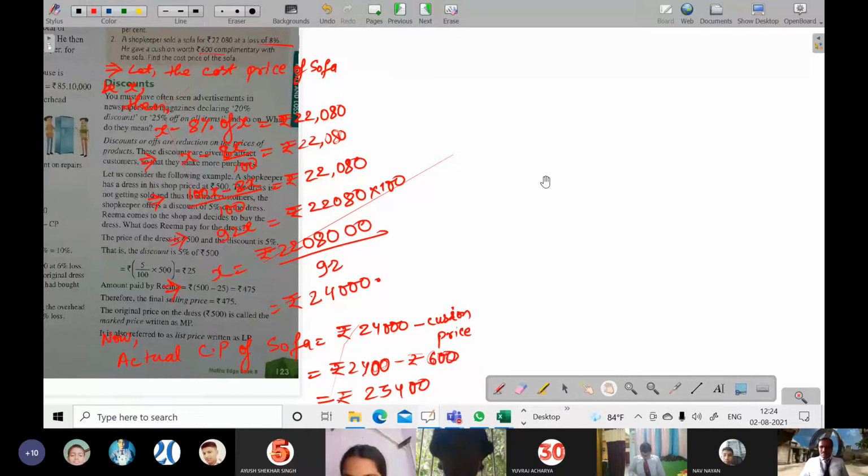Understanding? So that is his overhead expense. Now to find the cost of the sofa, we will assume the price of the sofa be X. Then according to the question, X minus 8% of X is equal to rupees 22,080, because he had sold the sofa at 8% loss. So 8% from CP will be subtracted. Then only it will become SP.